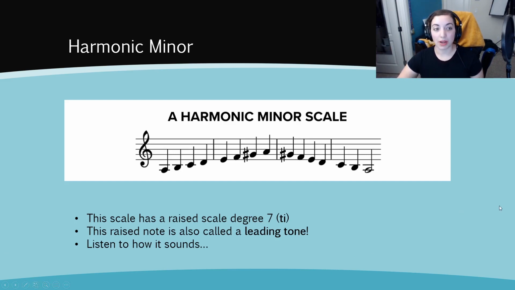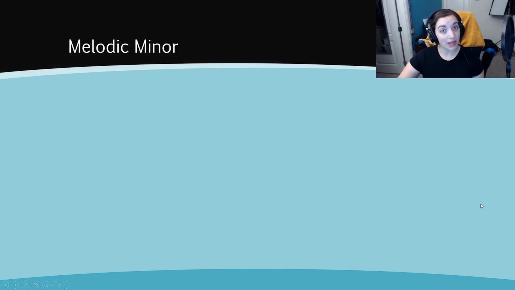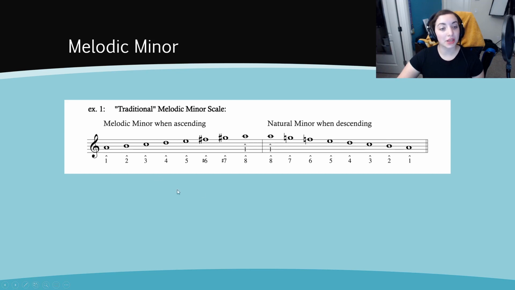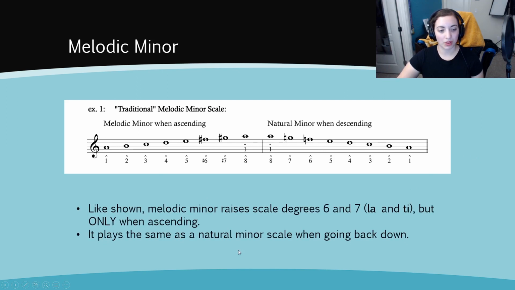So I'm going to sing the same thing for melodic minor. But let's go through it first. Okay, so this is what melodic minor is. So melodic minor, like it's shown, it raises both scale degrees 6 and 7. So in solfege, you're actually singing la and ti. Okay, but only when you're ascending. So only when you're going up to that next pitch, when you're going up to the next tonic. When you're going back down, it actually sounds the same as a natural minor.